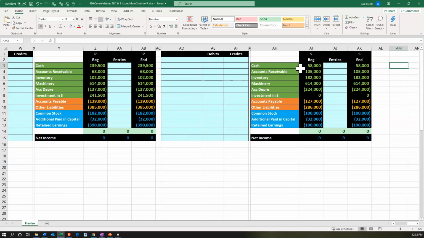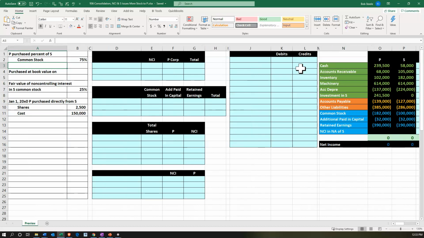So we're going to record one journal entry each with relation to the new item that we will be considering, that being the issuance of stocks from S to P. So we'll consider that transaction. Back on over to the data.